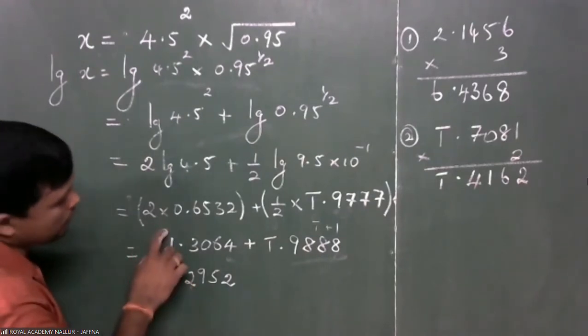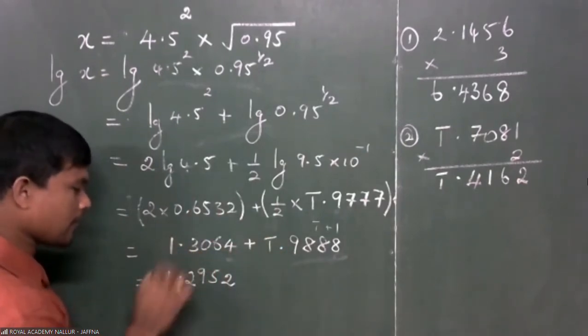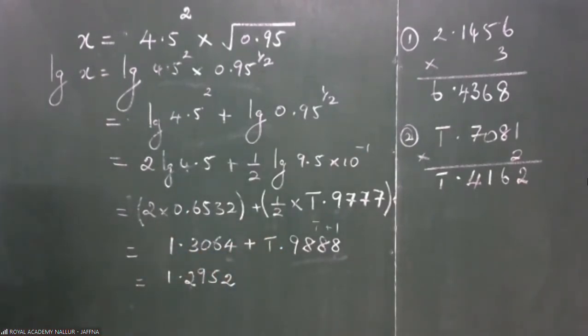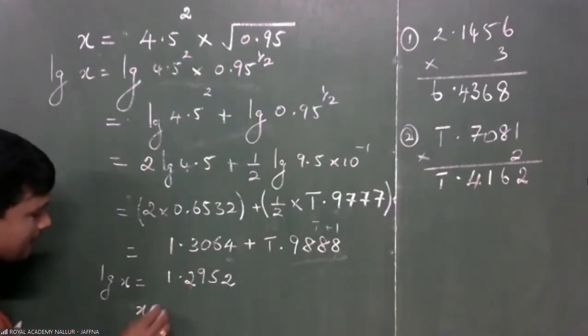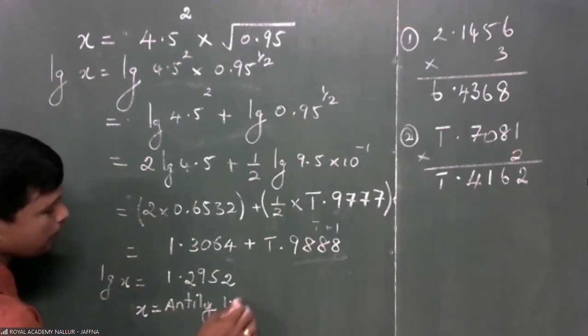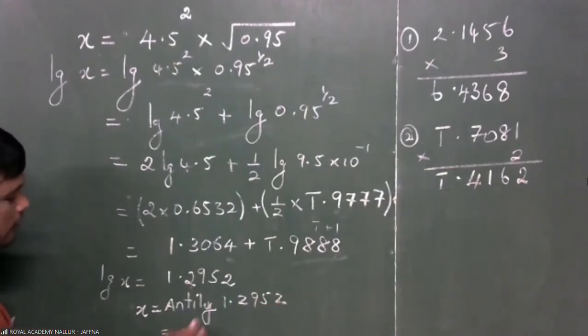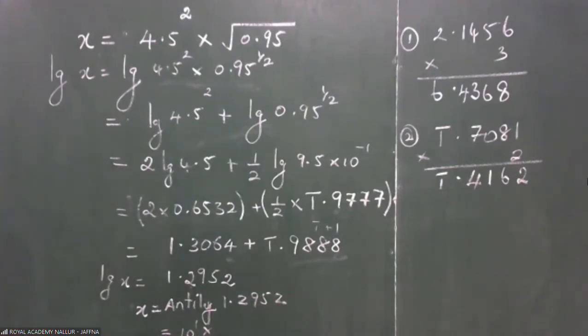How? This one and bar 1 cancel. Minus 1 plus 1 cancel. Already that one remains. That will be here. So, this is the logarithm of x, and we need x. Right? What is x? If you want to find x, that will be the antilog of 1.2952. This is very clear. 1 means 10 to the power 1, into this answer. You can find 2952 in the antilogarithm table.